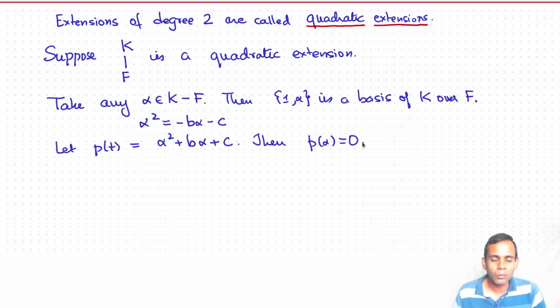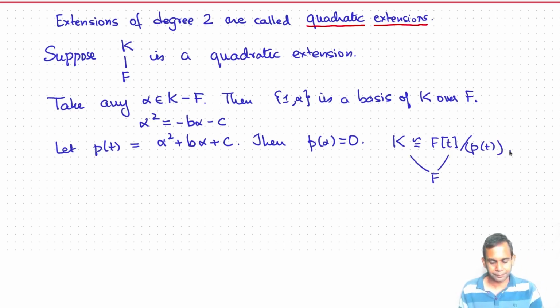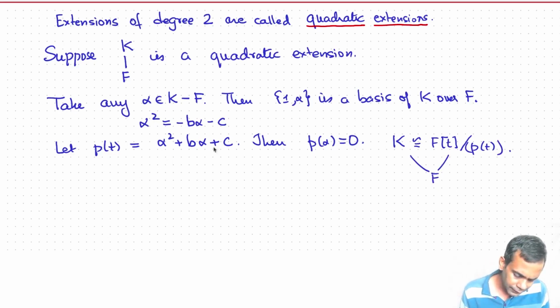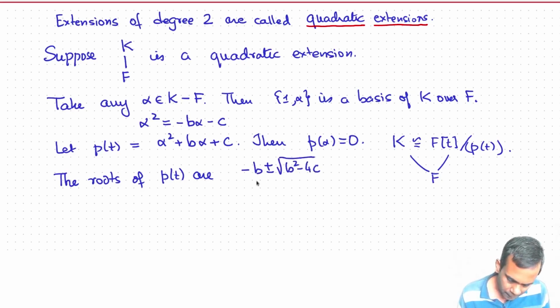So we can write down a quadratic polynomial such that K is isomorphic to F[t] mod p(t), and this is an isomorphism over F. Now we can simplify this situation further. There are two roots of this polynomial. One of them is alpha and the other is something else. How are these roots given? Note that the roots of p(t) are minus b plus or minus the square root of b squared minus 4c, and we need to divide by 2.